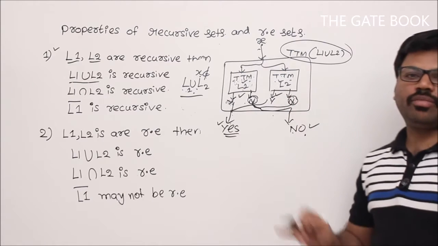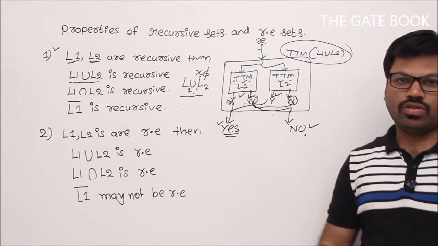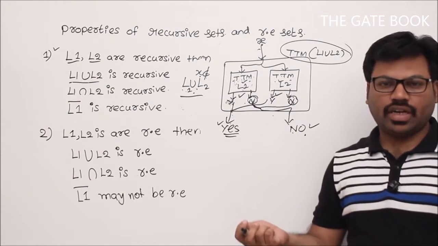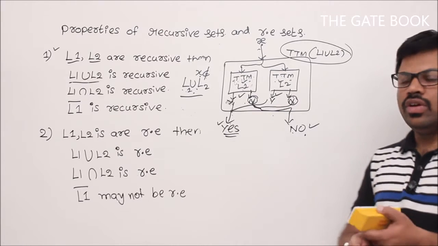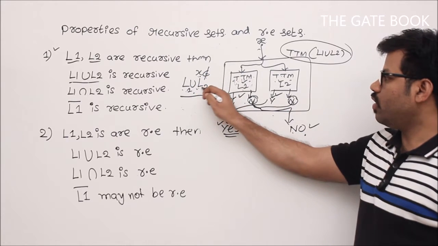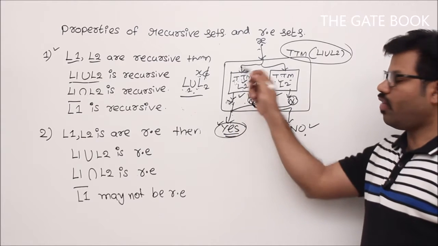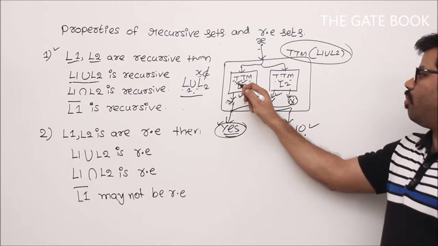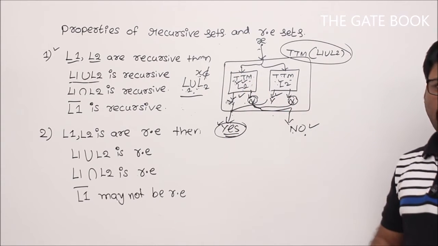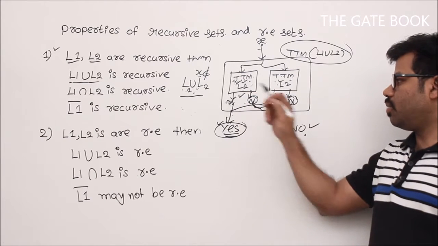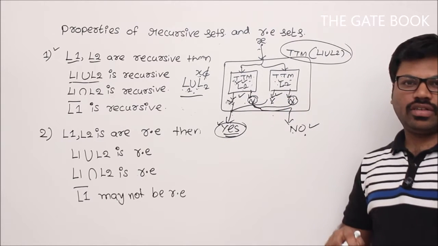So there is a total Turing machine for L1 union L2 also. I don't really require a loop, correct? Do we need a loop? No. When X belongs to L1 union L2, I can definitely find it out. How? With the help of my brothers L1 and L2, correct? L1 will accept it or L2 will accept it, correct?